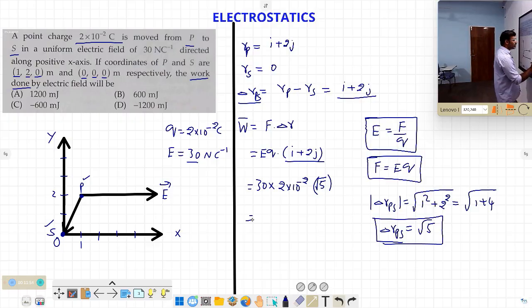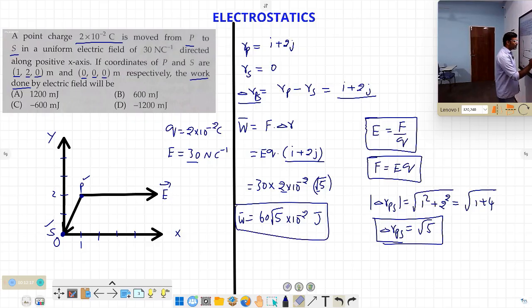If you calculate this, how much do you get? That is 30 root 5. Sorry, 30 root 5, not 30. Here the 2 is also there, so 30 into 2, you get 60. So that is 60 root 5 into 10 power minus 2 joules. This is the work done in scalar form. Check the options given here.